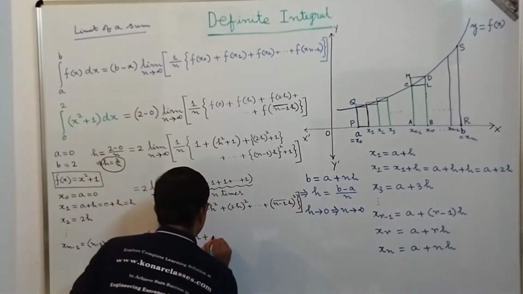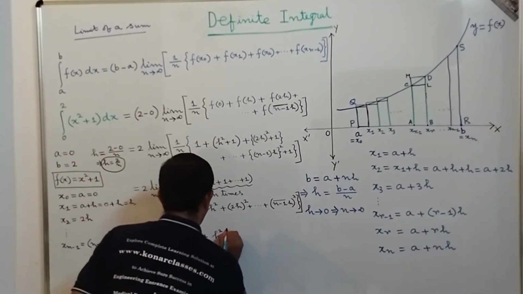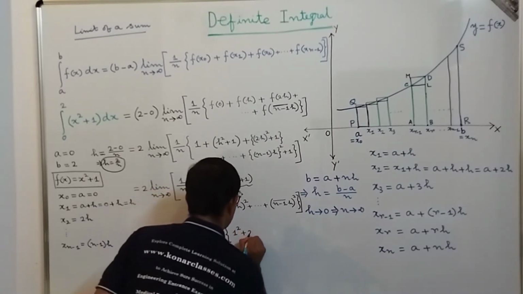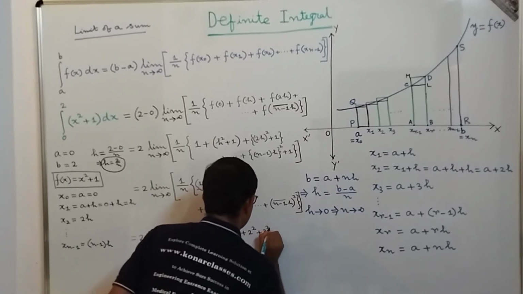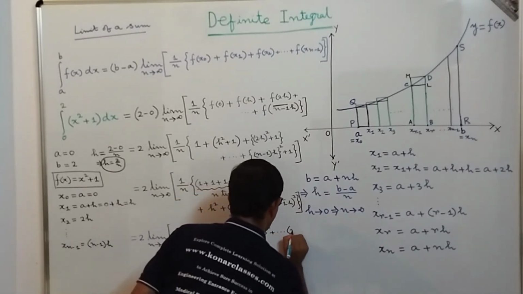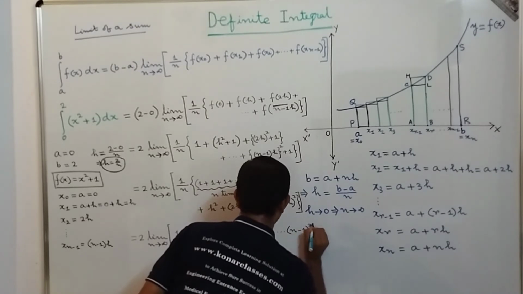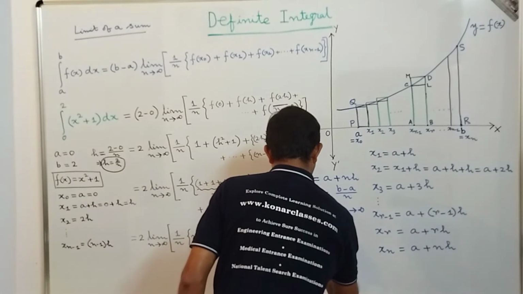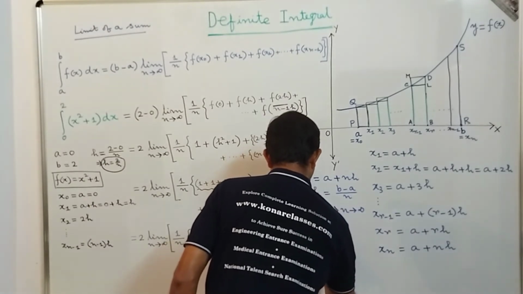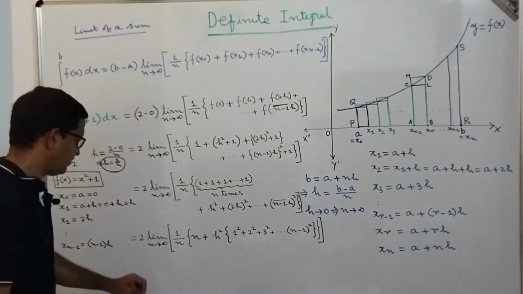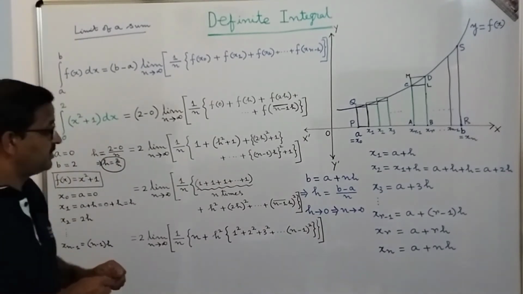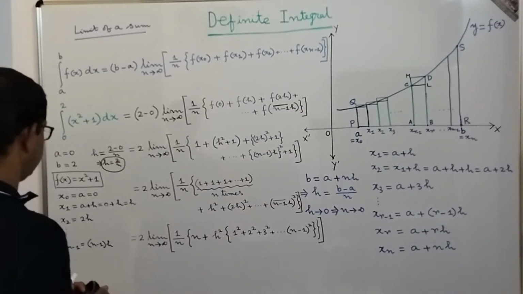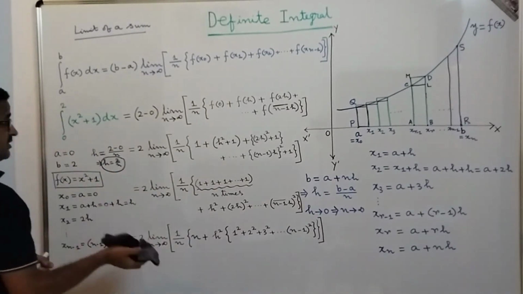So what can we take? h square we can take common. After that what can we write? It is 1 square plus 2 square plus 3 square, in that way going up to n minus 1 whole square. And then we are done with this limit. We'll compute this value. So now let us compute in this space. Or let me do it here.